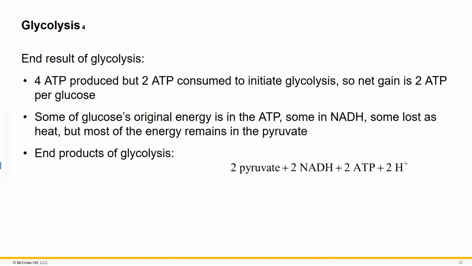The end result of glycolysis: 4 ATP are produced, but 2 are consumed. So that's a net gain of 2 ATP per glucose. Some of the glucose's original energy is in the ATP, some is in NADH. Some is lost as heat, but most of the energy remains in pyruvate, and the end products are listed here.